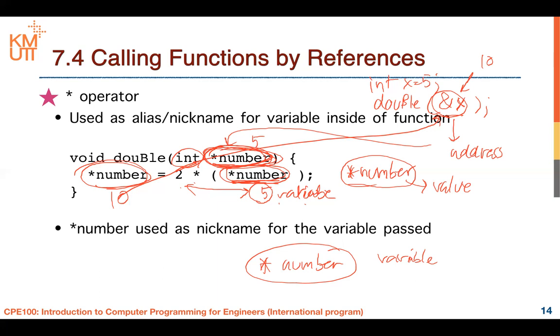The value in address X is changed, but the address will not change, right? Again, please. The value in X is changed, but the address will not change. Okay. Address X will be sent to double.